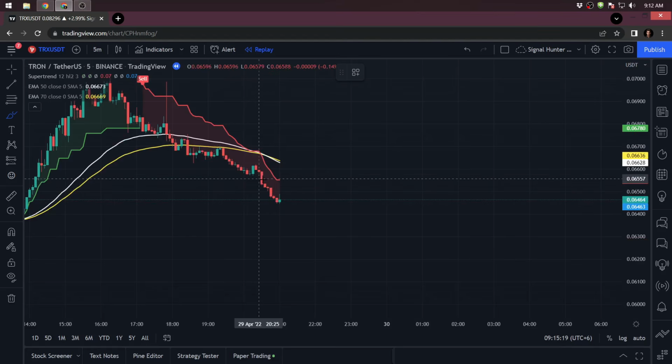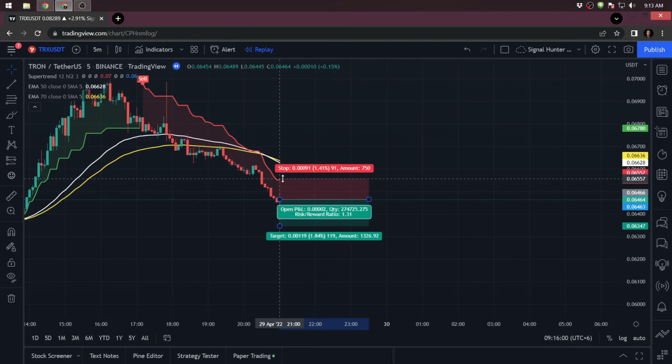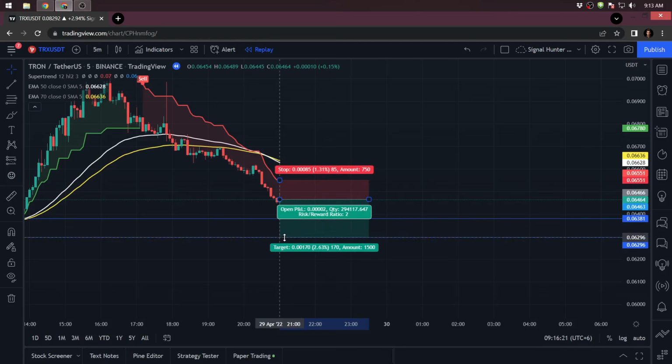In this chart, the price is now below the 50 and 70 EMA, and also the Supertrend is in downtrend momentum, and at the same time the 50 EMA is crossing down the 70 EMA. That means it's our sell signal. So we take a short position here, and our stop loss will be the last price level of the Supertrend line, and our first profit target will be 1 times the stop loss, the second profit target will be 2 times the stop loss, and the third profit target will be 3 times the stop loss.